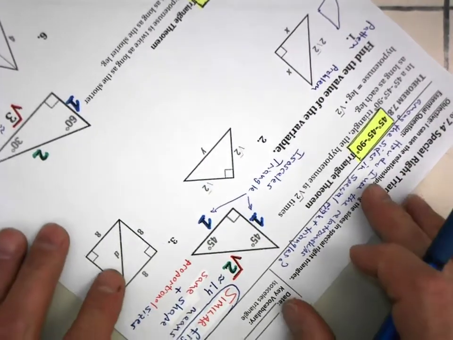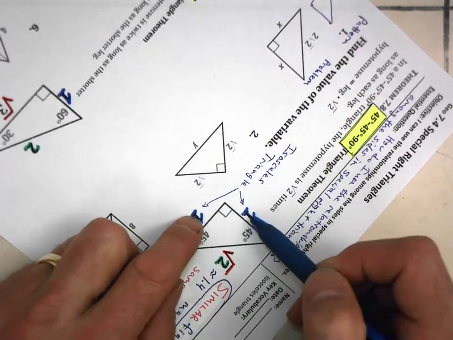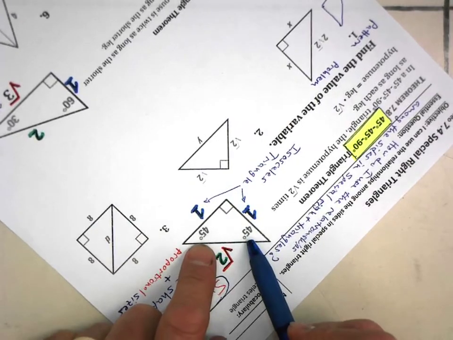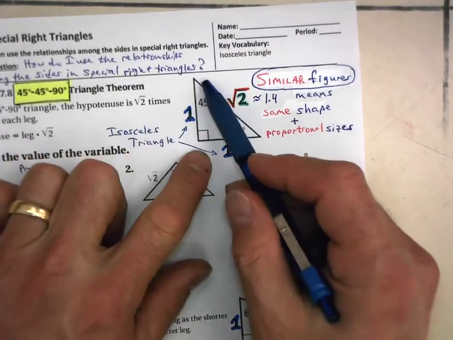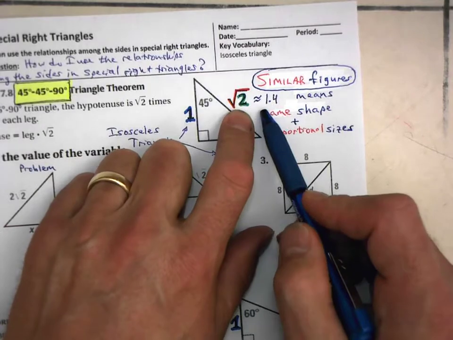That is an isosceles triangle here. So we have two sides that are congruent because we have two angles that are congruent. And the hypotenuse here is the square root of 2.